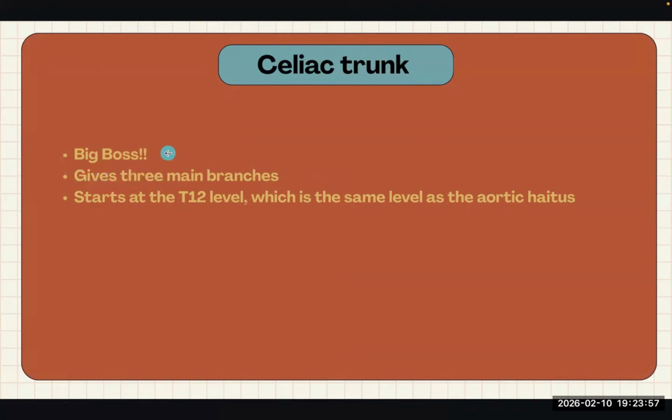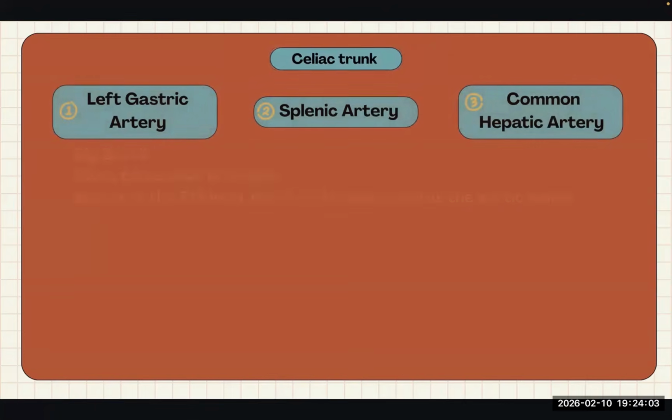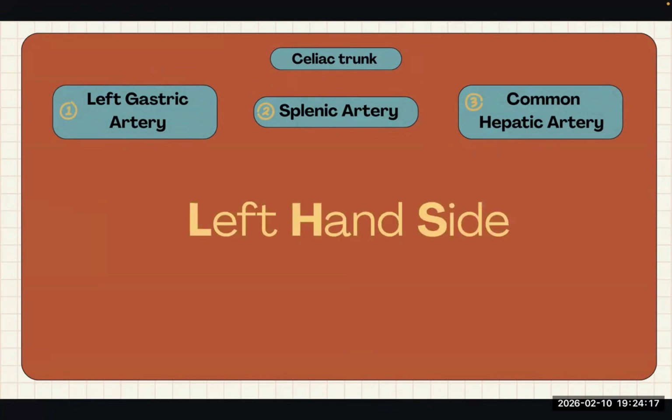Anytime I say big boss, by the way, it means that it gives a lot of branches. And you'll notice they keep coming. All right. So what are the three branches? You have the left gastric, you have the splenic artery, and you have the common hepatic artery. Personally, I struggle with memorizing, so I use a lot of mnemonics. And how I remembered that is this mnemonic, the left hand side. So L for the left gastric, H for the hepatic artery, and S for the splenic artery.